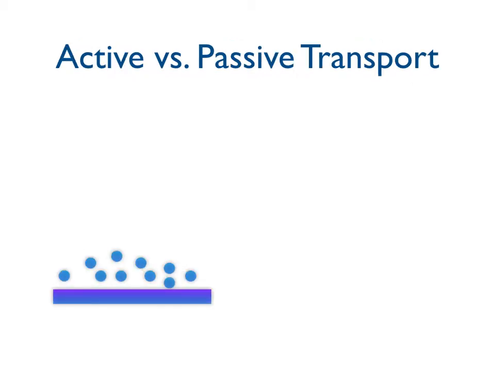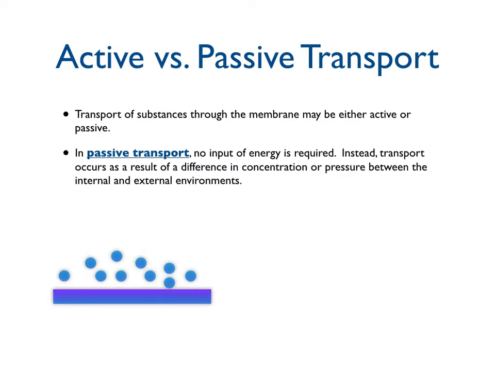The transport of substances into and out of the cell may be either active or passive. In passive transport, molecules will move across the plasma membrane from an area of high concentration to an area of low concentration without the use of cellular energy. For example, look at the figure on the screen. Notice that in this figure, the molecules are simply moving from one side of the cell to the other.